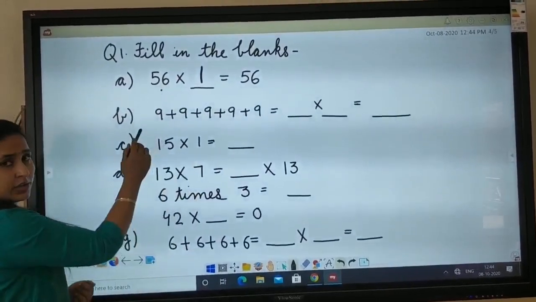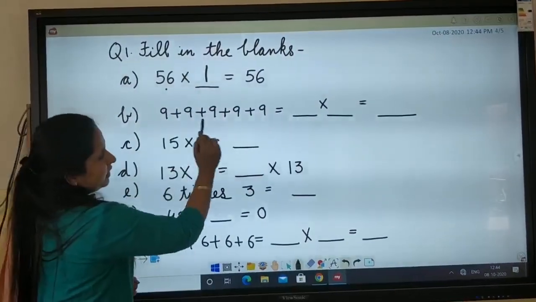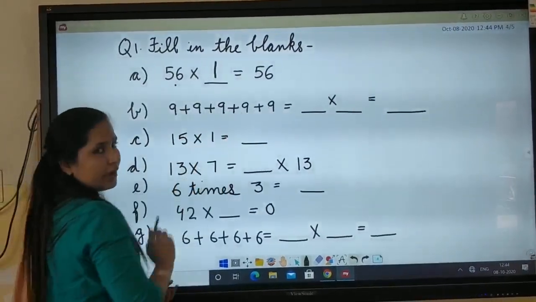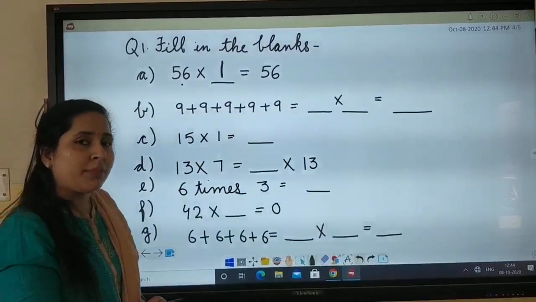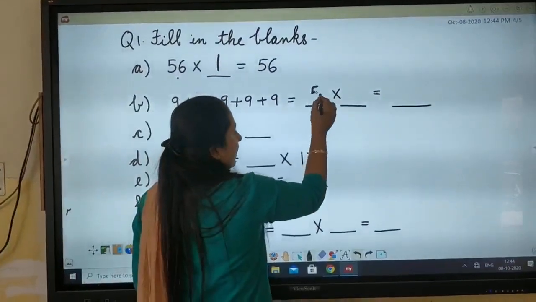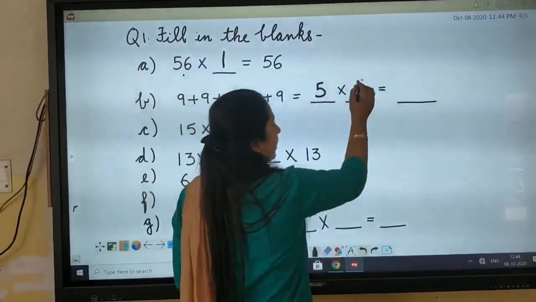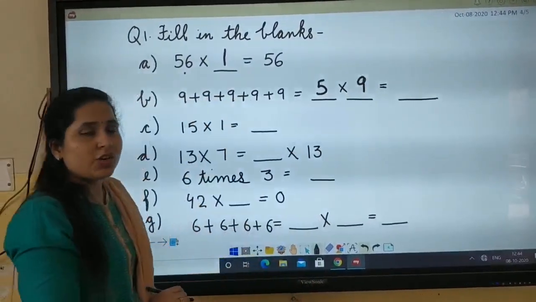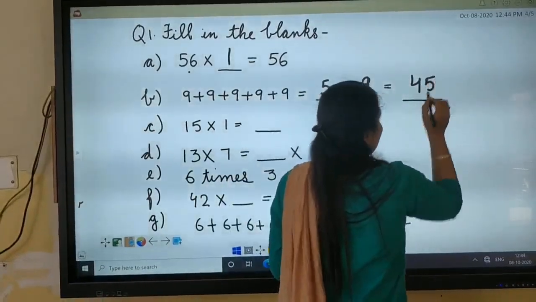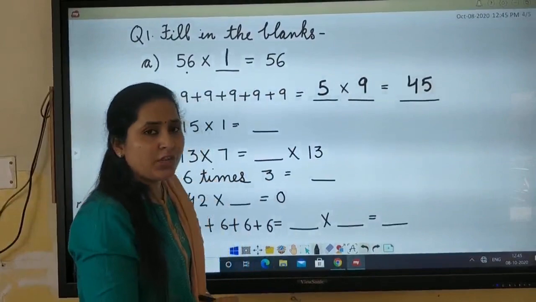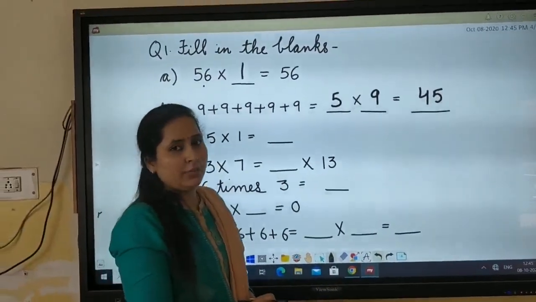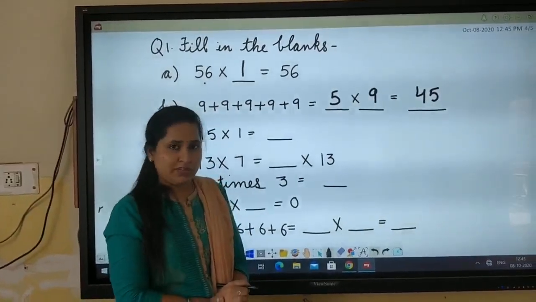Now what is the next one? 9 plus 9. It is written here 9. How many times is it written here? 1, 2, 3, 4, 5. It means 5 times we are writing the number 9. So we will write here 5 first and then the number 9. So what is the answer? 5 nines are 45. Children, you need to learn all the tables very carefully for solving all of these questions of multiplication. Without learning the tables, you cannot solve the questions of multiplication.